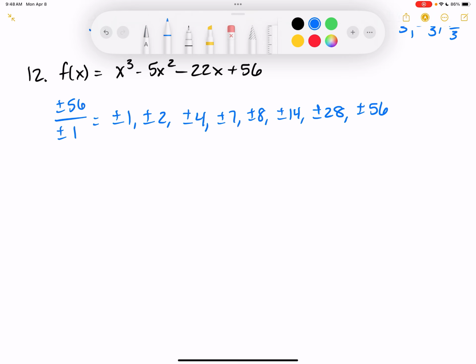So now you're going to go on your calculator and you're going to go up here to y equals. And in this box, you're going to put this equation up here. So x cubed, in case you don't know, x is up here, and then you need it like cubed. It's the little caret button over here to the side. Minus 5x squared minus 22x plus 56.